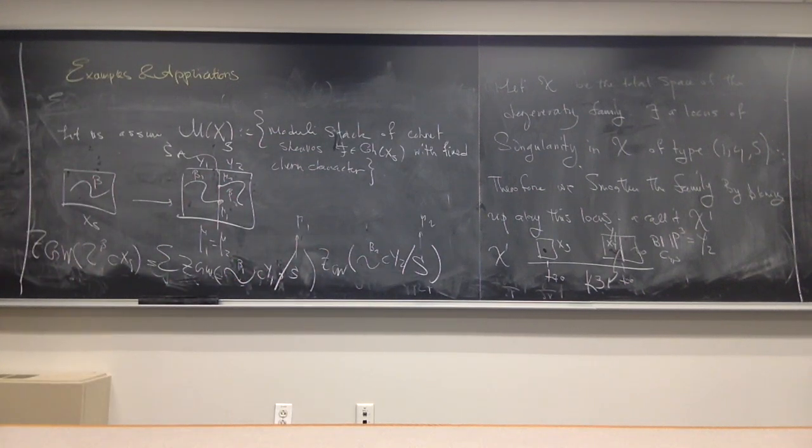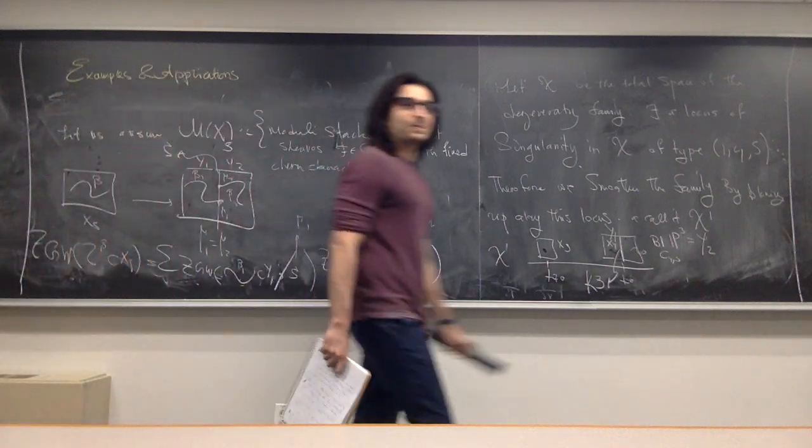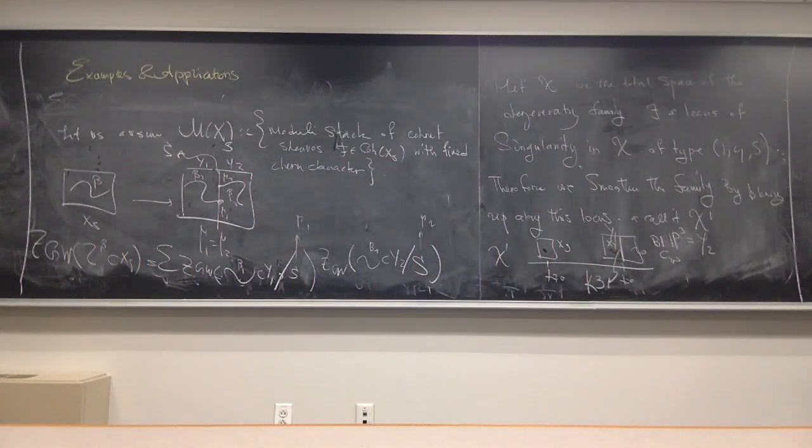It's fair to say that very few people in the world can calculate relative Gromov-Witten invariants. Maybe fewer than the number of fingers on one hand. It's very complicated. So does this equality hold?